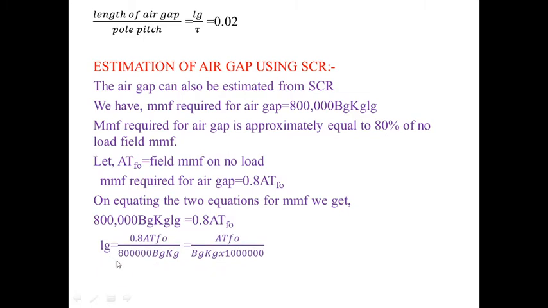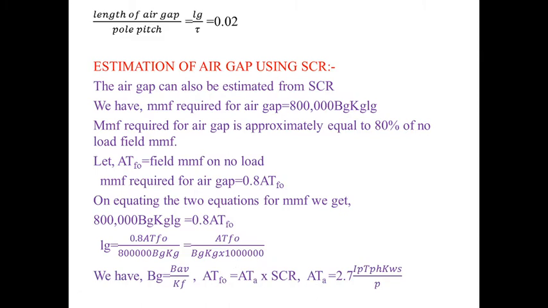From this we can calculate Lg as 0.8 into ATF naught, where ATF naught is the field MMF on no load, divided by 800,000 Bg into kg, which is equal to ATF naught divided by Bg into kg into 10 to the power 6. So 0.8 divided by 800,000, you will get 10 to the power 6.